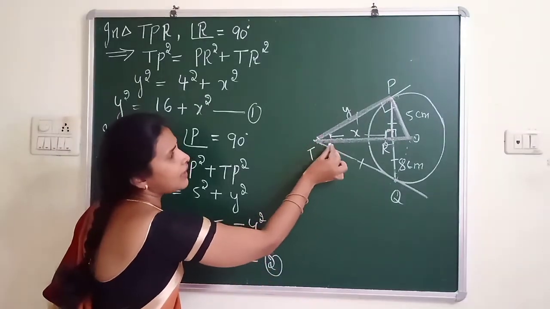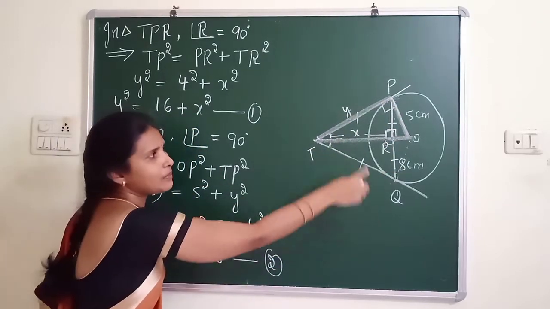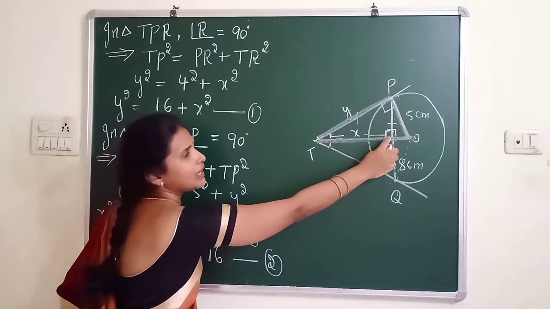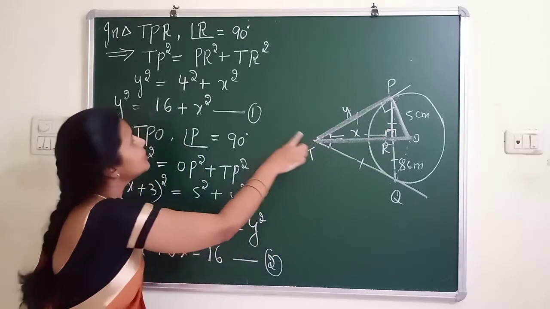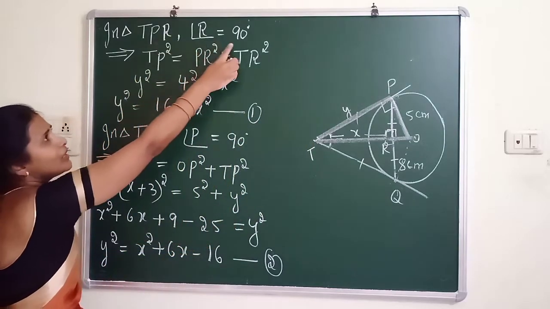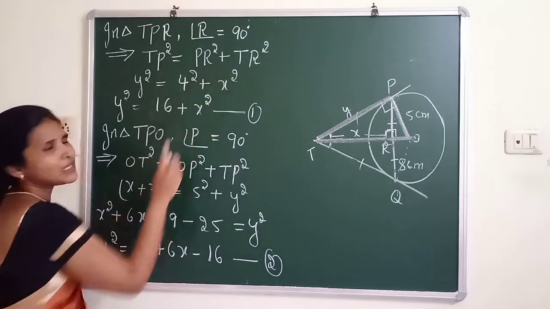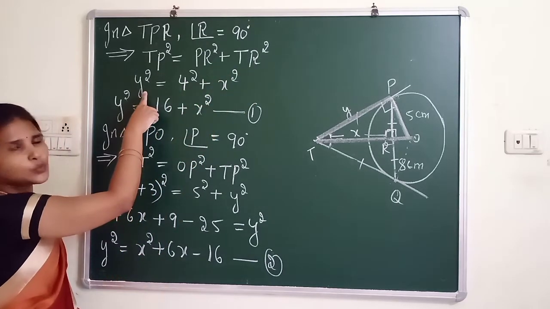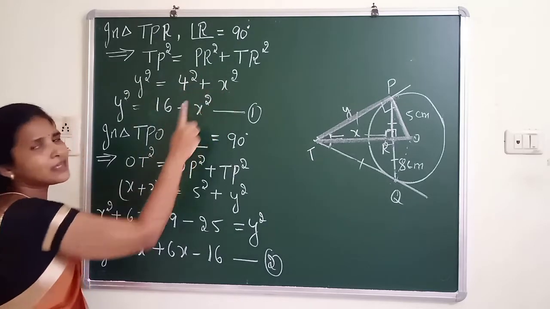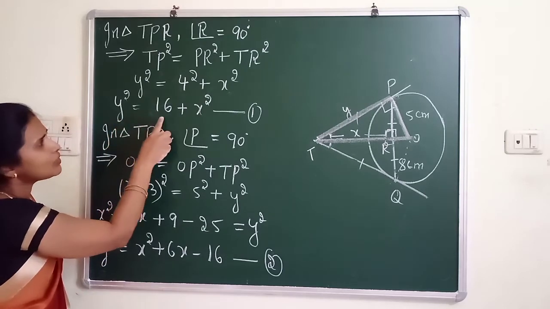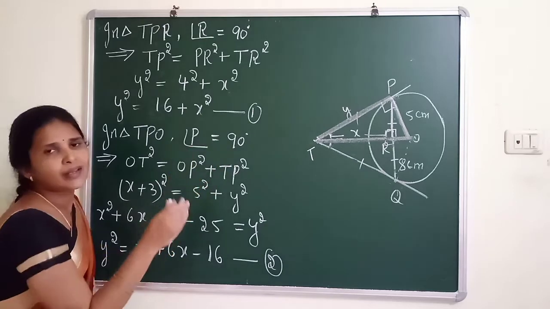Now consider this triangle TPR. Already said that TR is the perpendicular bisector of PQ, so angle R becomes 90 degrees. So if R is 90, TP will become the hypotenuse. So in triangle TPR, angle R is 90. Apply the Pythagoras formula. TP square equals PR square plus TR square. TP we considered as Y. Y square equals PR, which is 4 square, plus TR, we considered as X, square. So we got Y square equal to 16 plus X square. Take this as equation 1, from one right angle triangle.